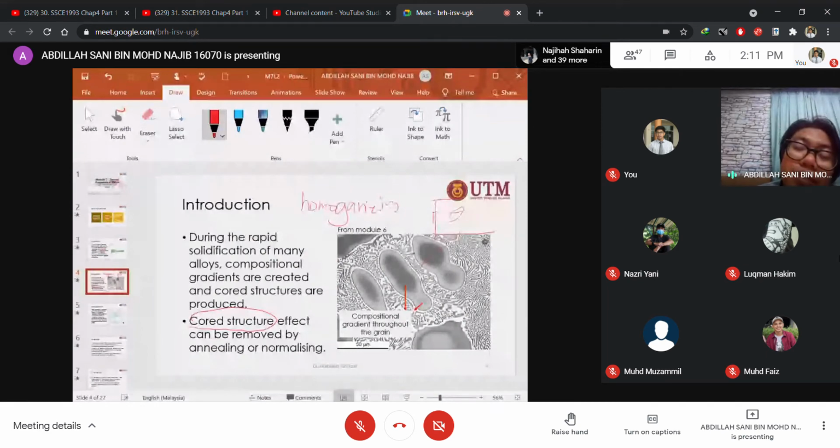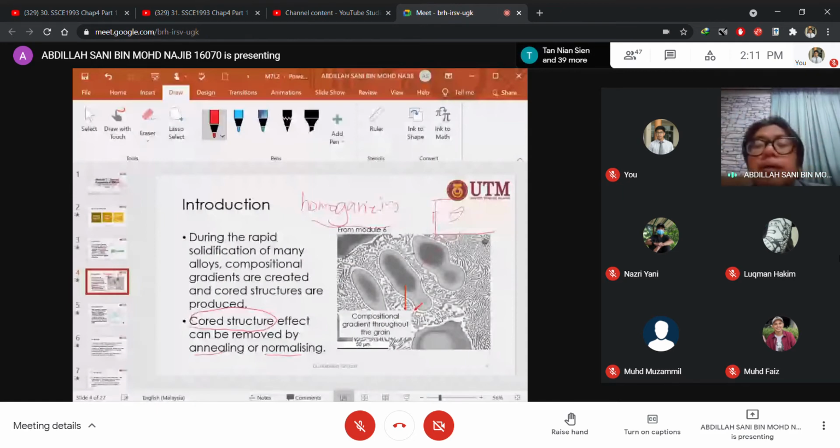But by providing heat to the as-cast material, you can get a more homogeneous structure. This is what we call homogenizing in general. Specifically, we can say it is annealing or normalizing. Okay, so we look back at this.